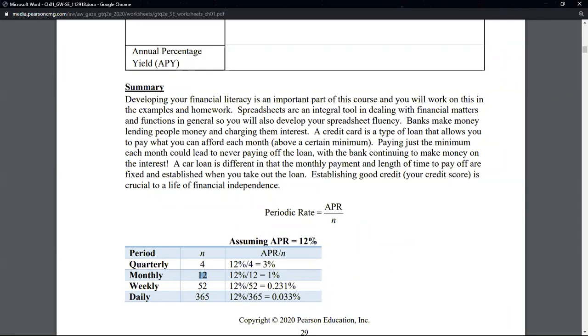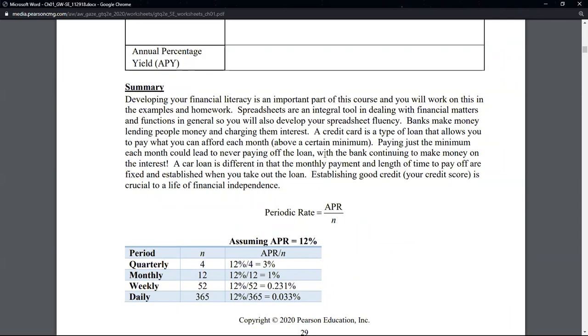So they said, all right, let's assume we have a rate of 12%. I said that earlier when I was talking. So if you assume there's an APR of 12%, so this is like a really, really good credit card or a really, really bad student loan or an absolutely horrible mortgage.